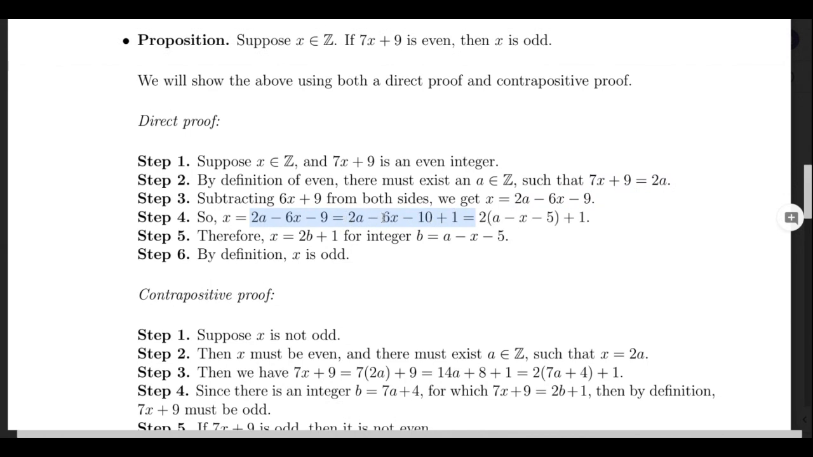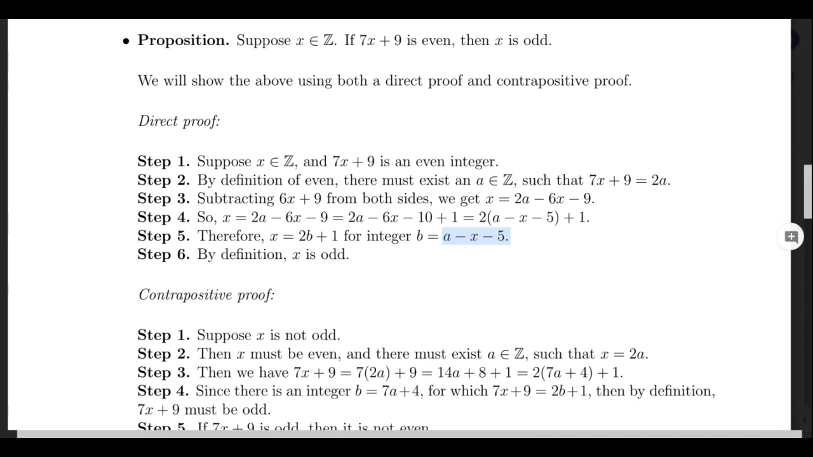So then the first three terms, we can factor out 2 as a factor. So 2 times (a minus 3x minus 5), close parenthesis, plus 1. Well, what kind of form is this? This is the odd integer form, right? So therefore, x equals 2b plus 1, where b equals a minus 3x minus 5, the inside of the parenthesis, which is an integer.